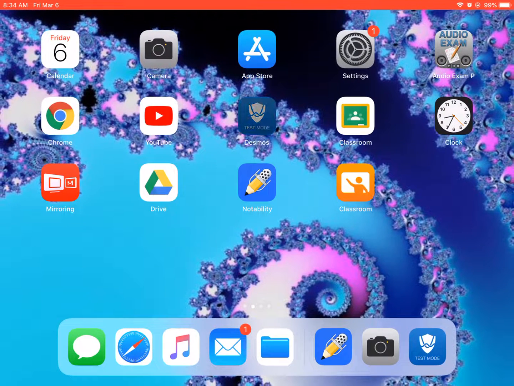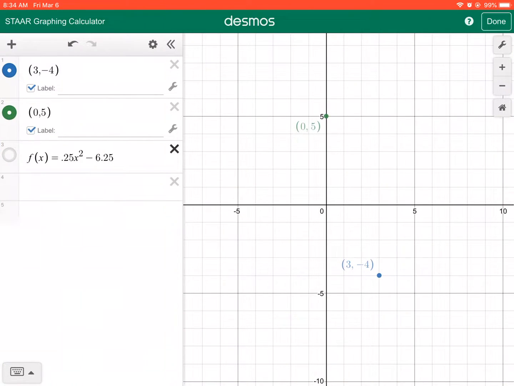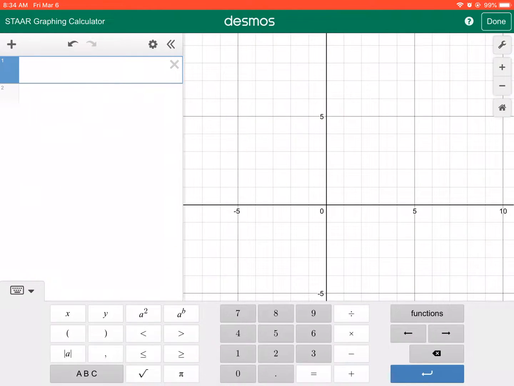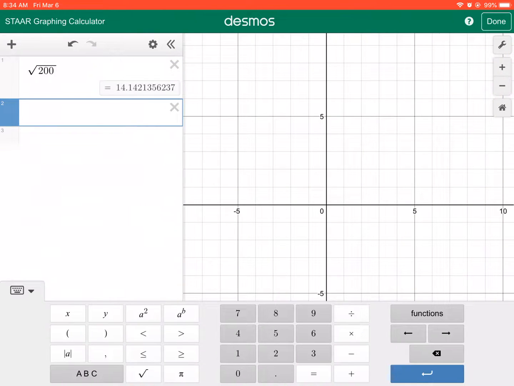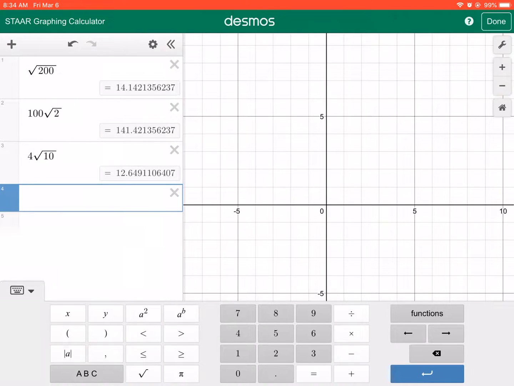They're going to try to trick us with our decimals. So I want to make sure that we talk about that trick, and then I'll show you by hand for those of you that would like to see how to do it that way. All right, square root of 200. There's our decimal. 100 square roots of 2. There's our decimal. 4 square roots of 10. Okay, that one's different. And then so is our second one.